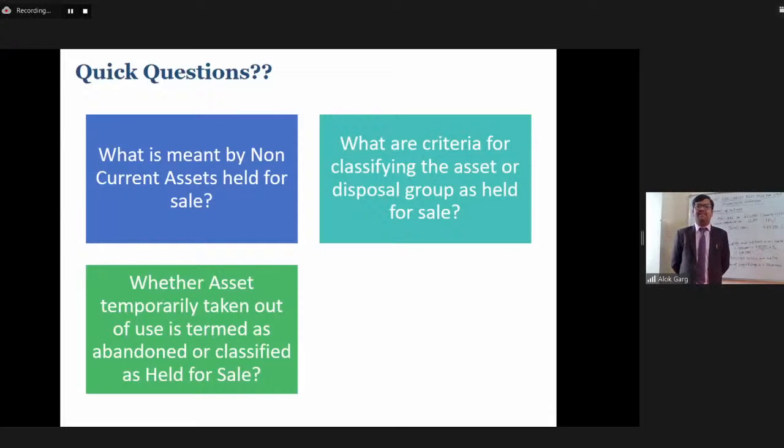Third question: whether an asset temporarily taken out of use is termed as abandoned or classified as held for sale. If it is temporarily out of use, it will be classified as an abandoned asset.